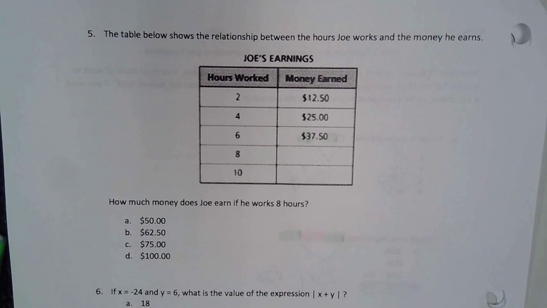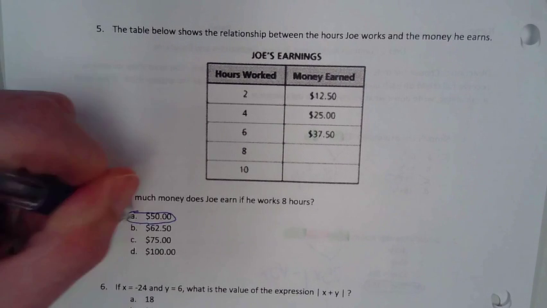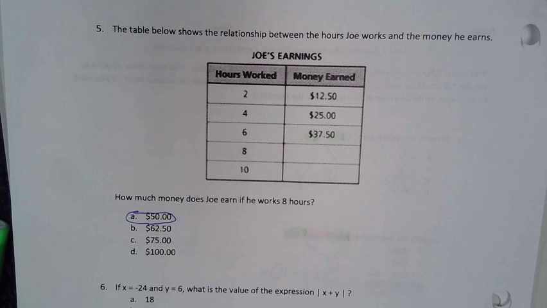Number 5. The table below shows the relationship between the hours Joe works and how much he's paid. At least that's what it should say. How much money does Joe earn if he works 8 hours? Now, a lot of you, I bet, got the right answer, but I want to make sure your work is correct. So, what did you get for your answer? $50. $50 is correct. But remember, your work is worth more than the actual answer. So we've got to make sure our work matches.